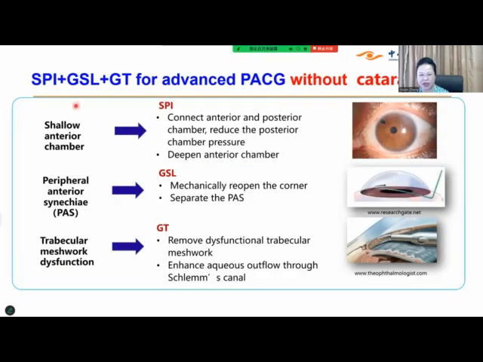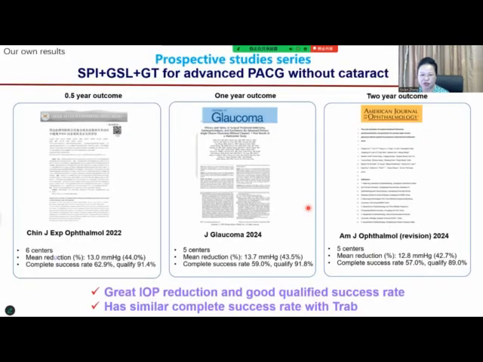The same. SPI+GSL+GT should work well for advanced PACG without cataract. In fact, SPI can solve the shallow anterior chamber. The other two are the same as mentioned above. We also published half-year and 1-year surgical outcomes. The 2-year result will be published soon. Great IOP reduction and good qualified success rate, and a similar complete success rate to trabeculectomy.